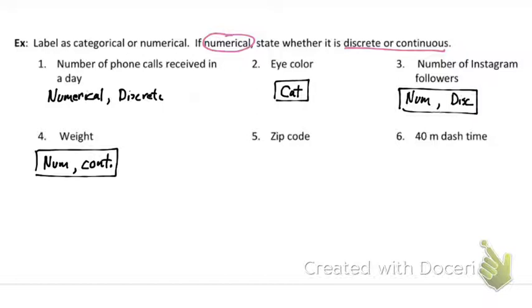Zip code. Rigo. I would say categorical. You would say categorical. Why not numerical? Doesn't it use numbers? Yeah. Why is it categorical? I agree. Do you know why? It assigns to the house and then gives the house a label. It's just a label. You're giving something a label.